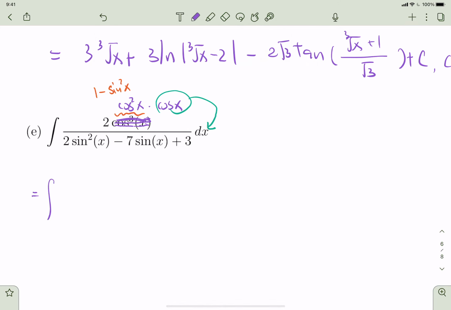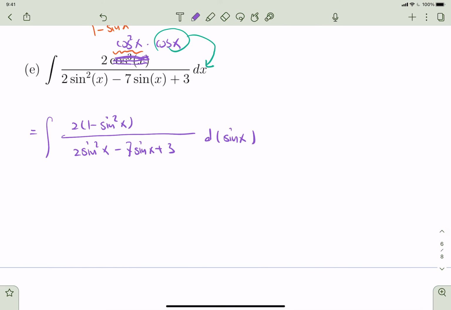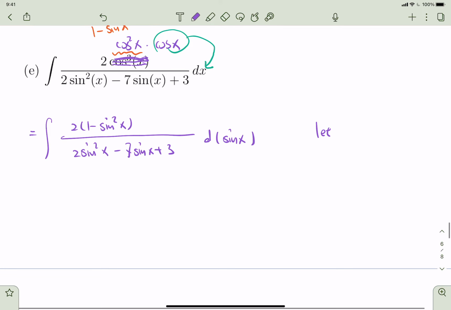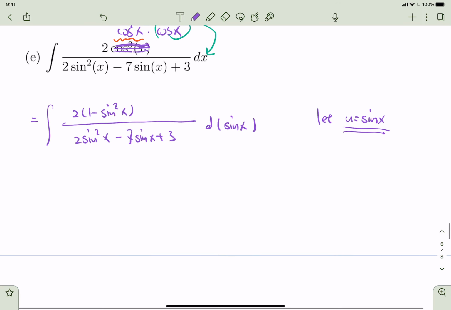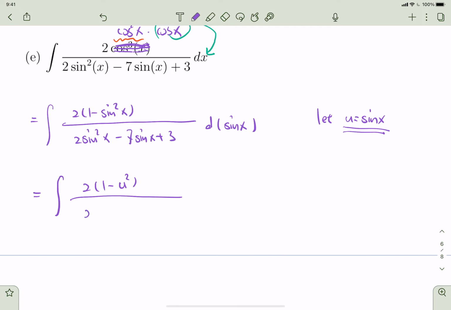So now we have 2 times 1 minus sine square x, divided by 2 sine square of x minus 7 sine x plus 3, d of sine x. Now it makes sense to do the replacement u equal to sine of x. Replace everything with u. So this is 1 minus u squared divided by 2u squared minus 7u plus 3.